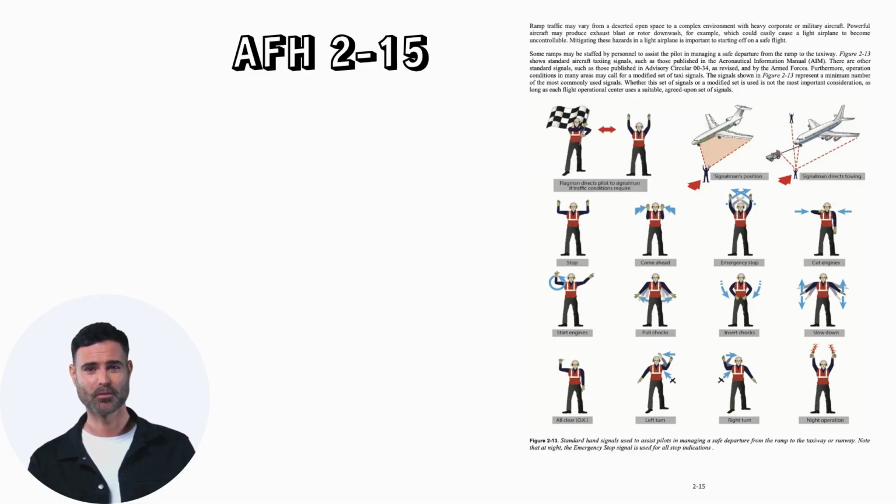Ramp traffic may vary from a deserted open space to a complex environment with heavy corporate or military aircraft. Powerful aircraft may produce exhaust blast or rotor downwash, for example, which could easily cause a light airplane to become uncontrollable. Mitigating these hazards in a light airplane is important to starting off on a safe flight. Some ramps may be staffed by personnel to assist the pilot in managing a safe departure from the ramp to the taxiway. Figure 2.13 shows standard aircraft taxiing signals, such as those published in the Aeronautical Information Manual (AIM).